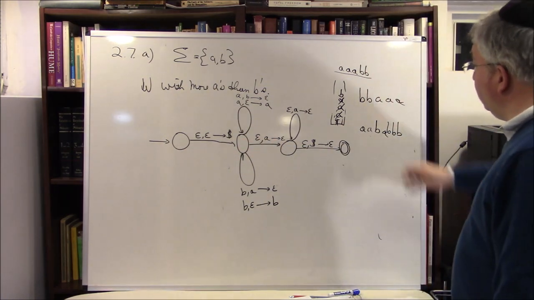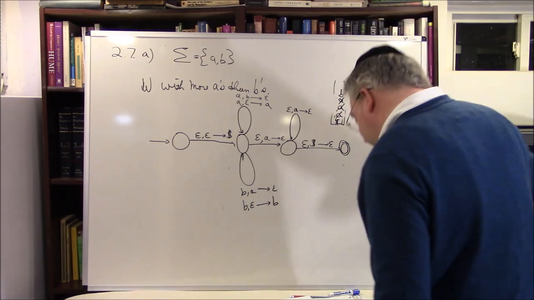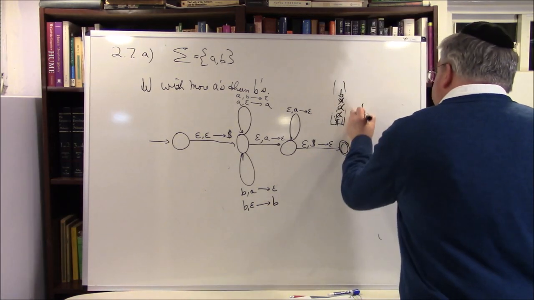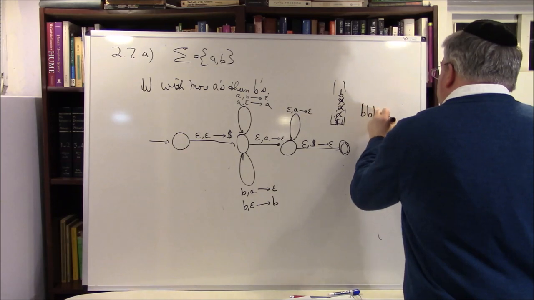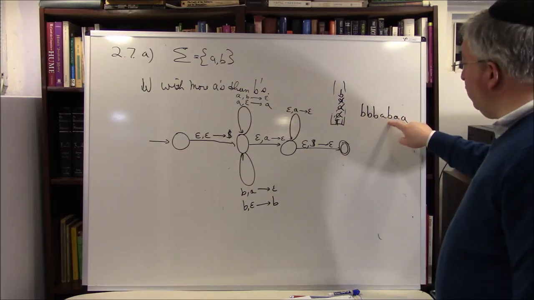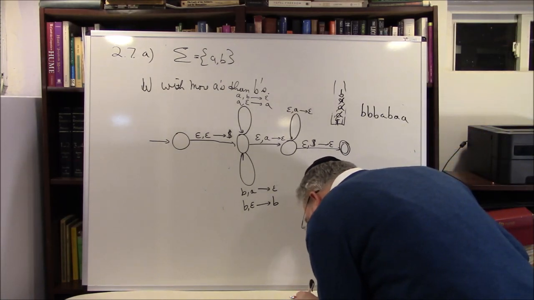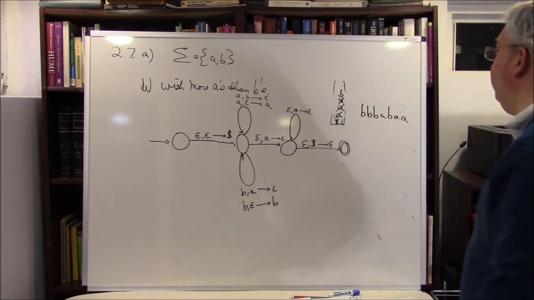Okay, great. Let's do one last example of another word that's not accepted. Another word that's not accepted is B, B, B, A, B, A, A. Let's just count. I have four B's and three A's.